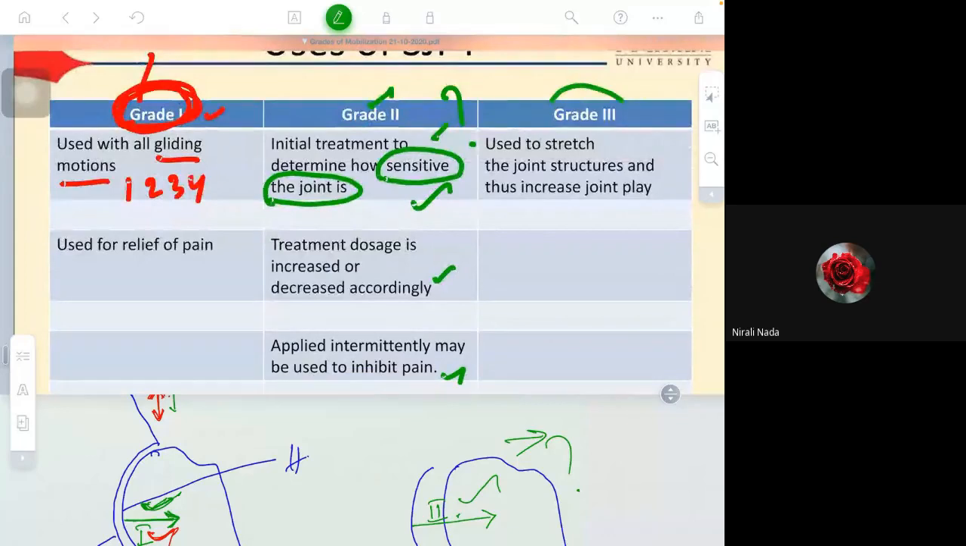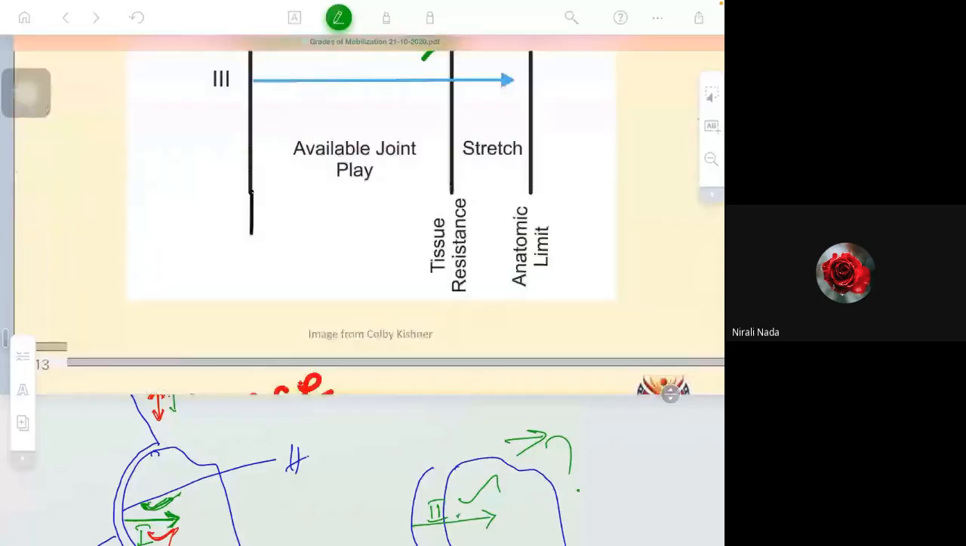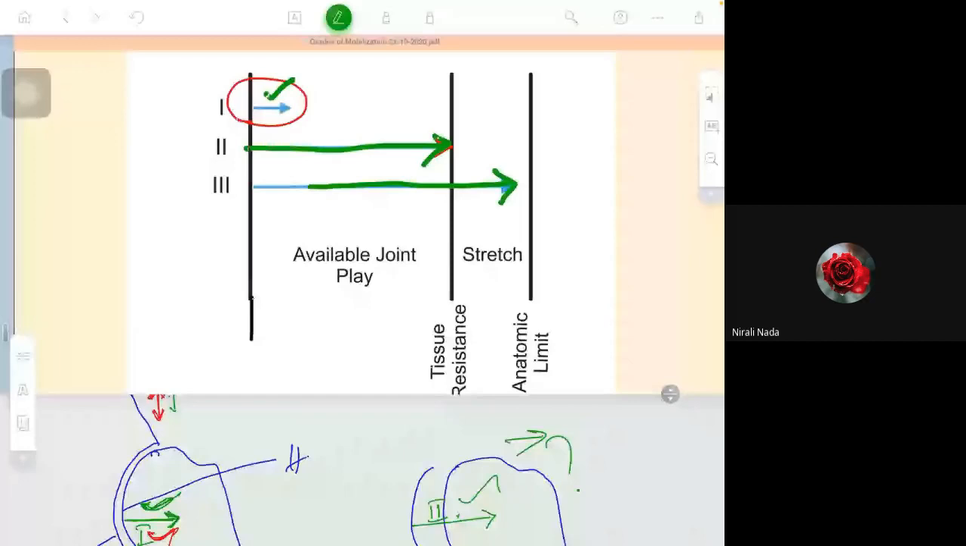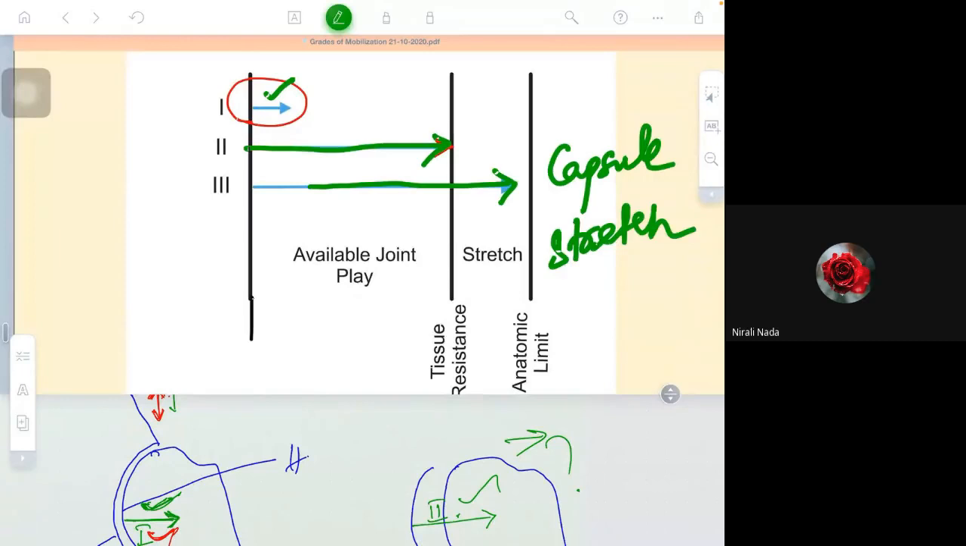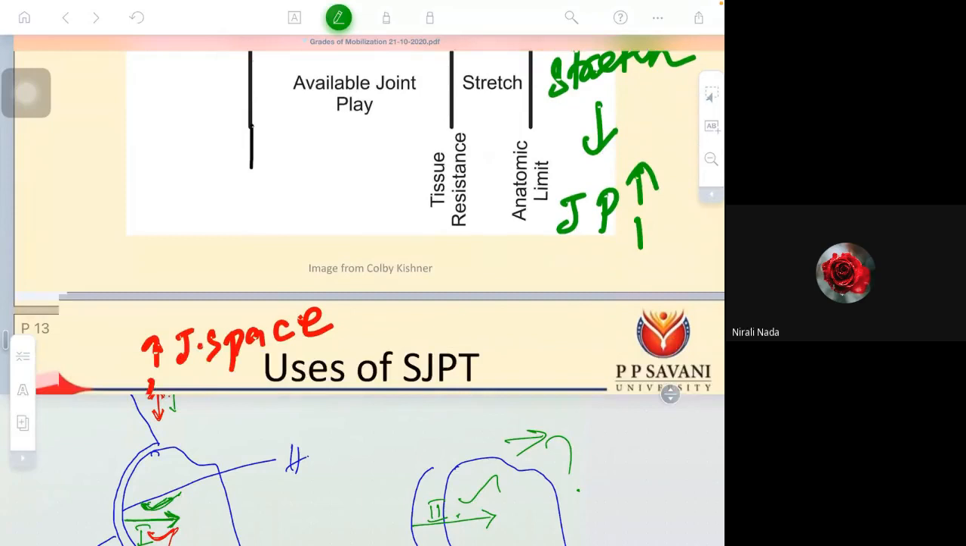And now coming to grade 3, what is happening here? In grade 3, it is stretching the joint capsule. See, here it is crossing the limit or crossing the tissue resistance. I already told you, whenever you cross the line, the capsule will stretch. Whenever the capsule is stretched, joint play will increase. Whenever the joint play is increased, range of motion will increase.